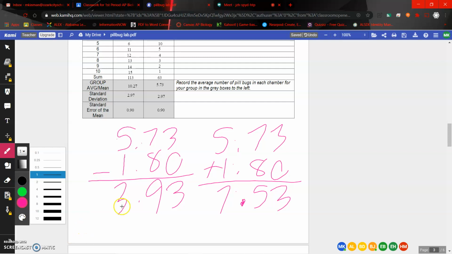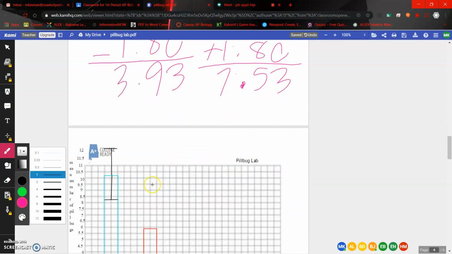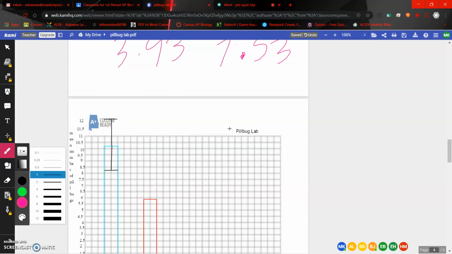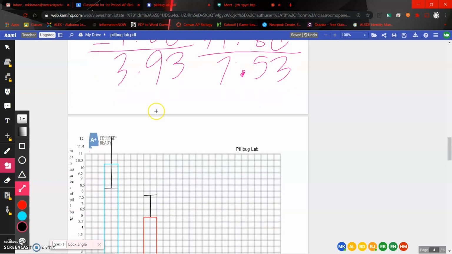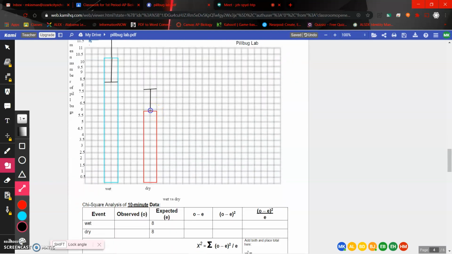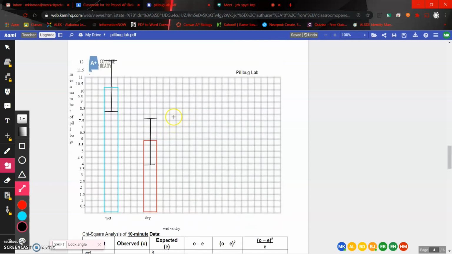Good to go. Okay, so we're going to come here and do the error bars again, 7.53. So from our mean, 7.53 would be right about there. Horizontal line, just above this line. Then I'm going to go down to 3.93, just below 4. There you go. All right, so notice that our error bars do not overlap.